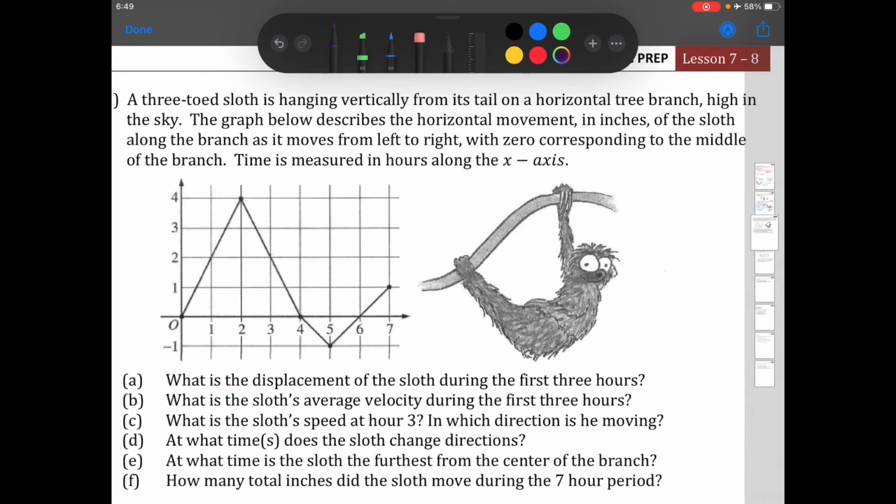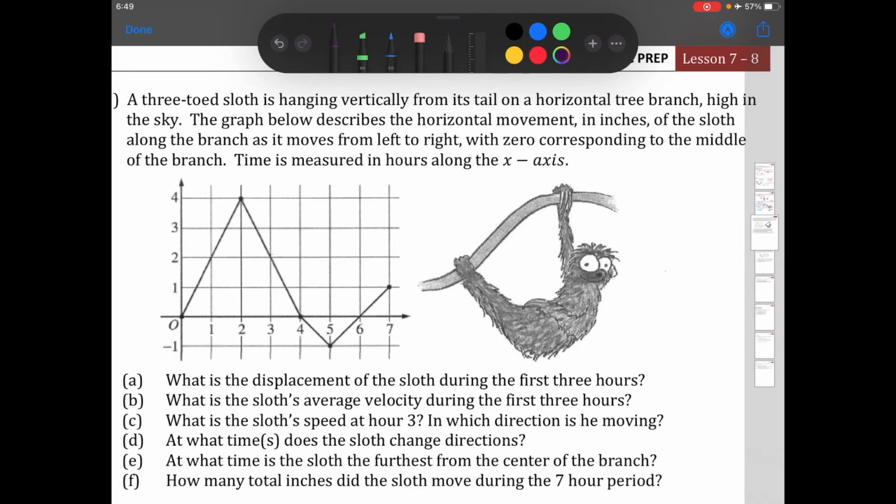A three-toed sloth is hanging vertically from its tail on a horizontal tree branch high in the sky. The graph below describes the horizontal movement in inches of the sloth along the branch as it moves from left to right, with 0 corresponding to the middle of the branch. Time is measured in hours along the x-axis.